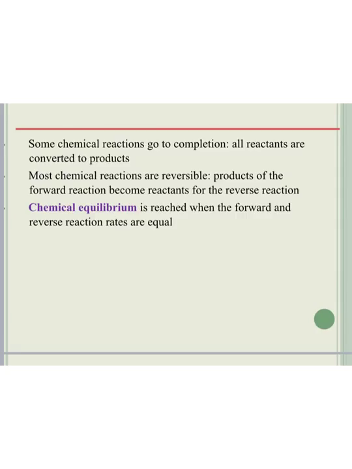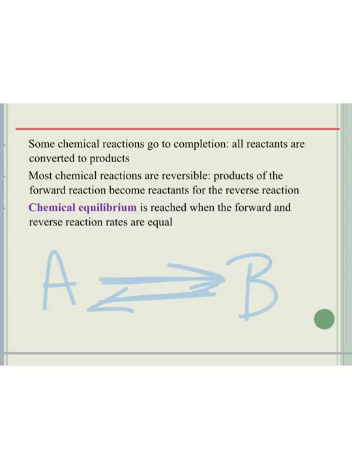So we know that some chemical reactions go to completion, where all of the reactants are converted to product. That's not usually the case in biology. What we find most of the time in biology is that reactions are reversible, meaning that they can go backwards. So we can take that product B and convert it back to reactant A. So we have forward reactions, or we have backwards reactions.